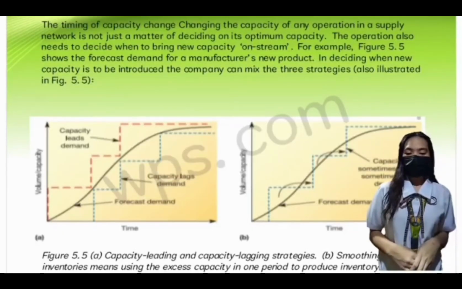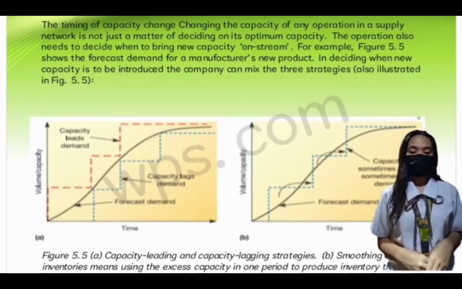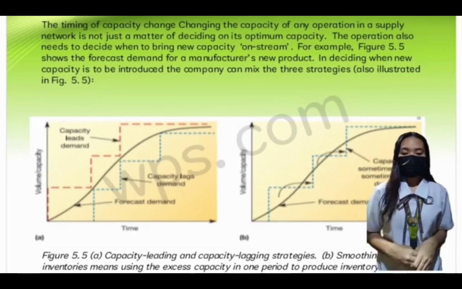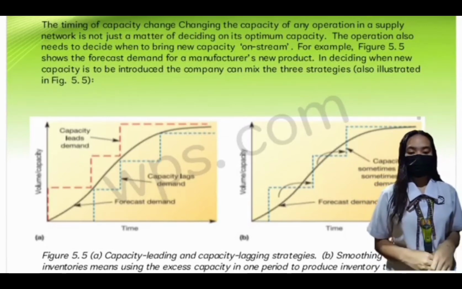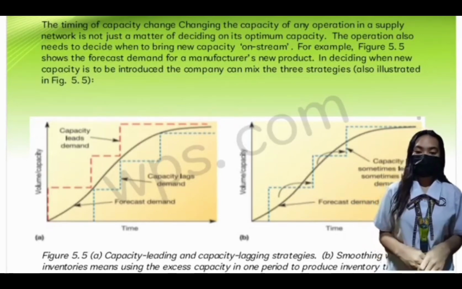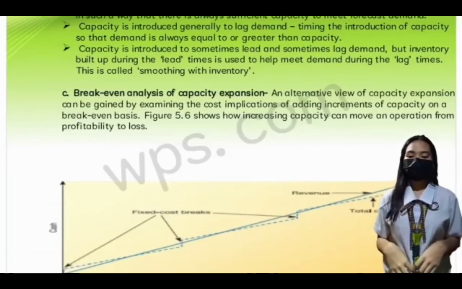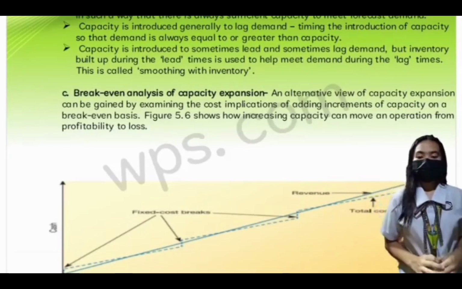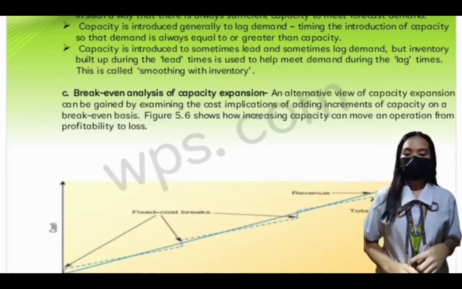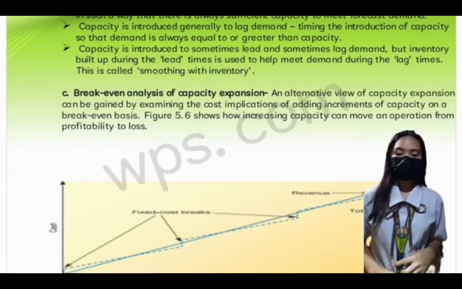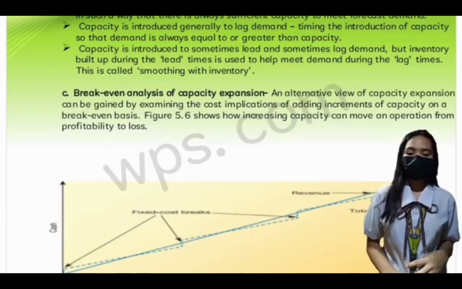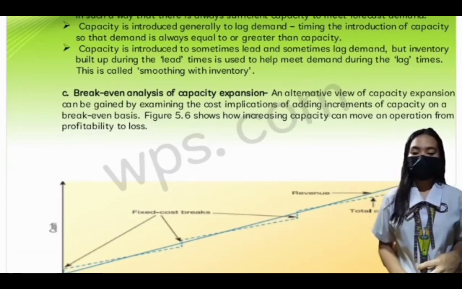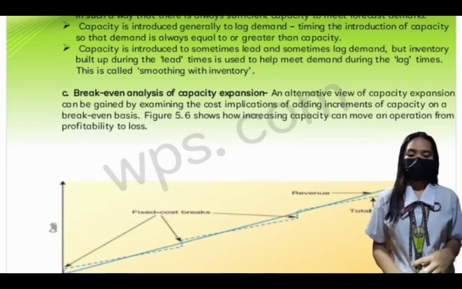In Figure A, capacity leading and capacity lagging strategies. In Figure B, smoothing with inventories means using the excess capacity in one period to produce inventory that supplies the undercapacity period. Capacity is introduced generally to lead demand. Timing the introduction of capacity in such a way that there is always sufficient capacity to meet forecast demand. Capacity is introduced generally to lag demand. Timing the introduction of capacity so that the demand is always equal to or greater than capacity.